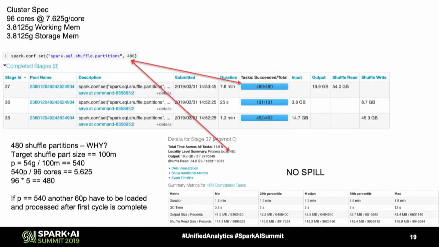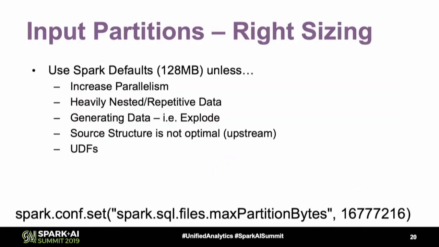Okay, so that's shuffle partitions in a nutshell, and we'll take questions at the end if you have them. I'm sure there's plenty. But let's move on to input partitions. So we got our shuffles done. That's working, but now I've got some issues on my input partitions.